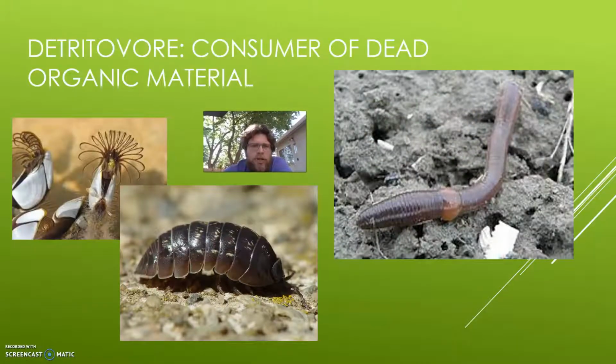All right, now two other types of consumers. First is a detritivore. So they consume dead organic material. They're kind of like scavengers. So little pill bugs, barnacles, and earthworms. So they are eating dead material.